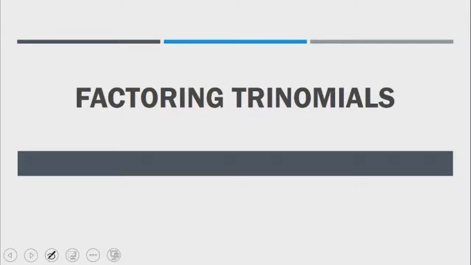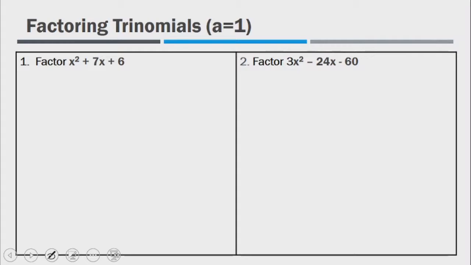In this lesson, we will review factoring trinomials. When we factor a trinomial, we are essentially looking for two factors that multiply to the c, which in this case is 6, and that add up to 7. So you are looking for two factors that multiply to 6 and add up to 7.